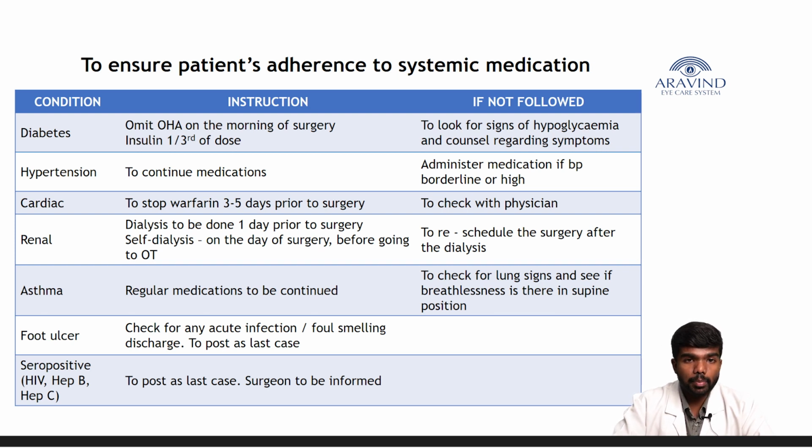For example, in diabetic patients, OHAs are to be omitted on the morning of surgery. This has to be completely explained to the patient so that they are able to follow this instruction on the day of surgery. If the patient is on insulin, 1/3 of the dose is allowed on the morning of surgery. For hypertensive patients, they are to continue their regular medications. For cardiac patients, they are to stop warfarin 3 to 5 days prior to surgery, preferably 5 days before surgery.